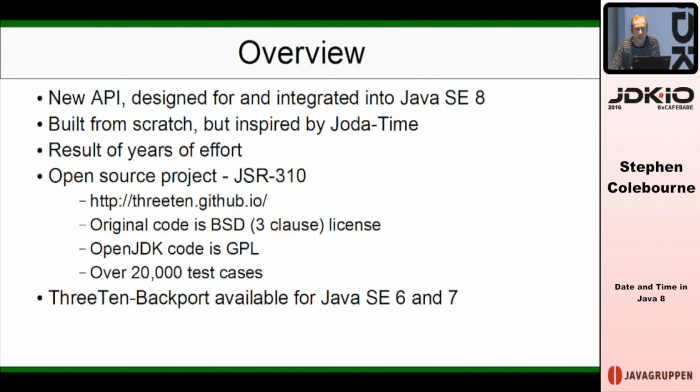The original code was BSD licensed. When it went into the OpenJDK, it became GPL licensed, as the rest of the JDK is. If you actually look at the classes at the top, you'll see that the header includes the original BSD license, but they're not BSD licensed. It's just a copy of the original header. Lots of tests to keep everything happy.